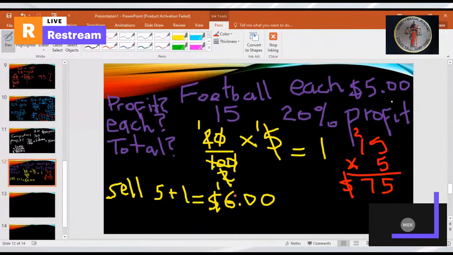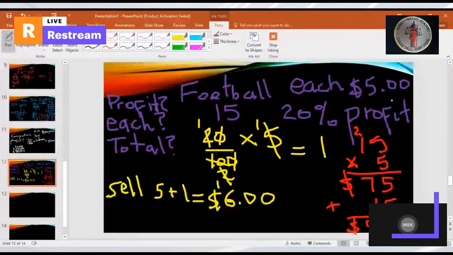Sorry, $1 on each one, $1 each one, and it's 15 of them. So $15 profit in all. So in all, we're selling them for $90. So we could have more dollars, which includes the cost and the profit. We're selling it for $6, it's 15 of them. We would have got $90 total.